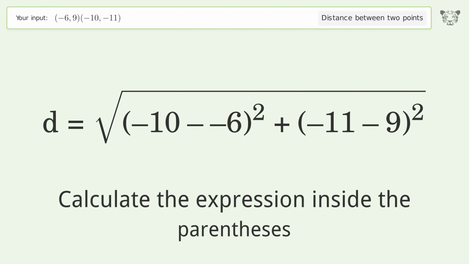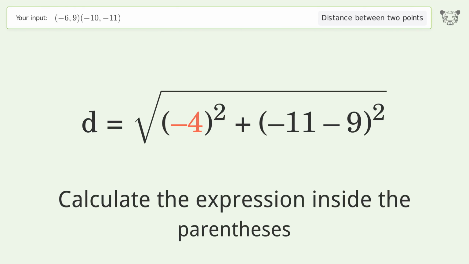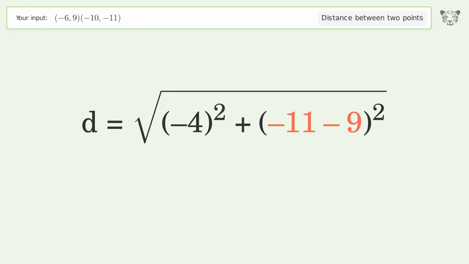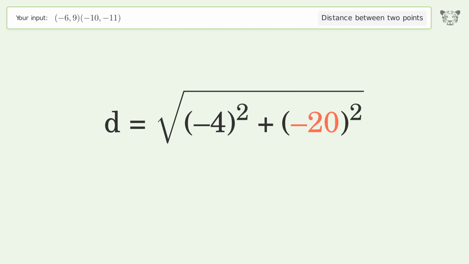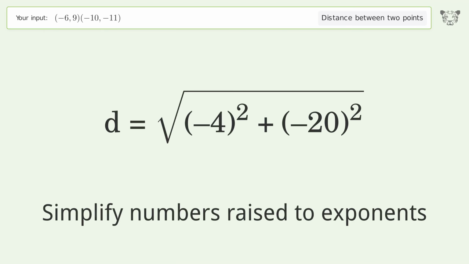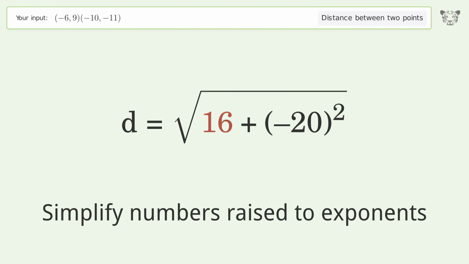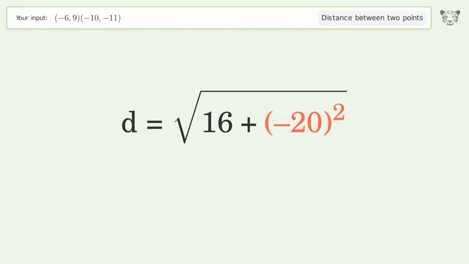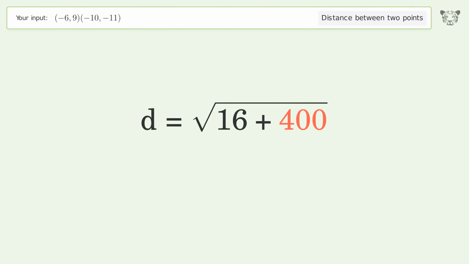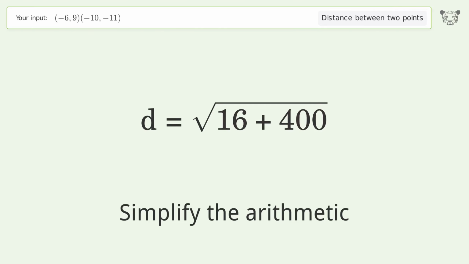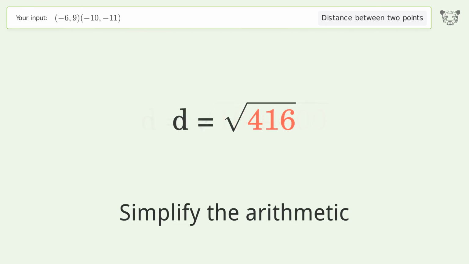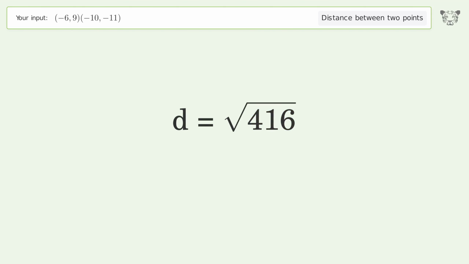Calculate the expression inside the parentheses. Simplify numbers raised to exponents. Simplify the arithmetic. And so the distance between the 2 points is the square root of 416, or 20.396.